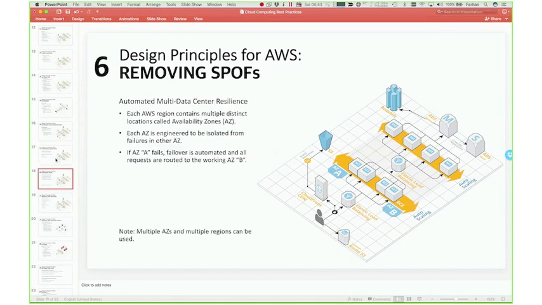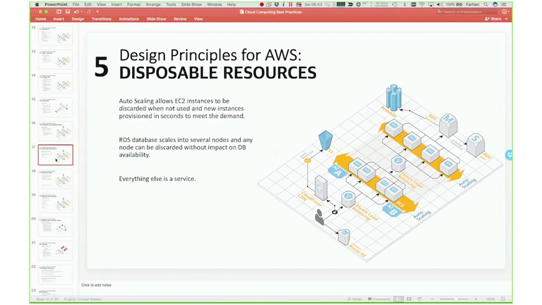Another design principle. Does anyone know if the Microsoft cloud has those features as well? Which features? Like disposable resources?